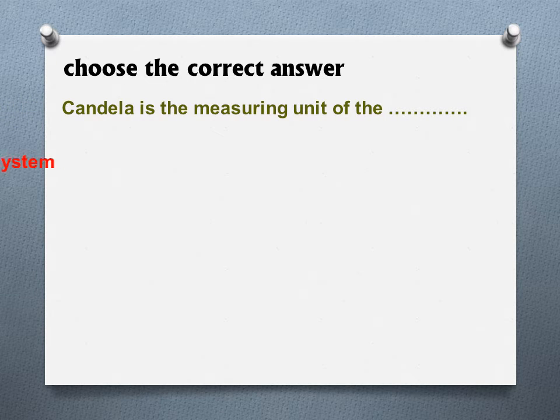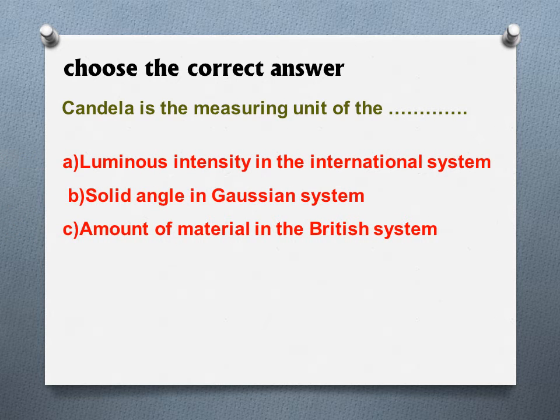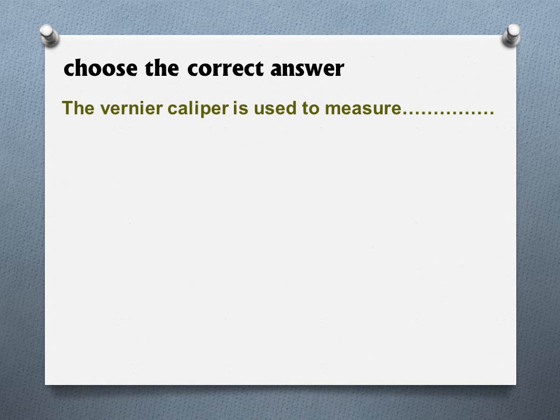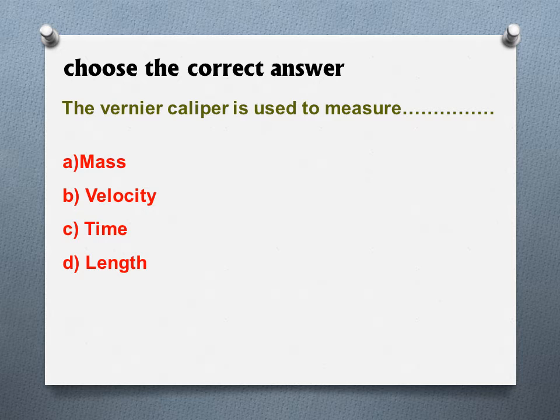Candela is the measuring unit of the luminous intensity in the international system, solid angle in the Gaussian system, amount of material in the British system. The correct answer is luminous intensity in the international system for measuring candela. The vernier caliper is used to measure mass, velocity, time, or length. The correct answer is a small length, or length.